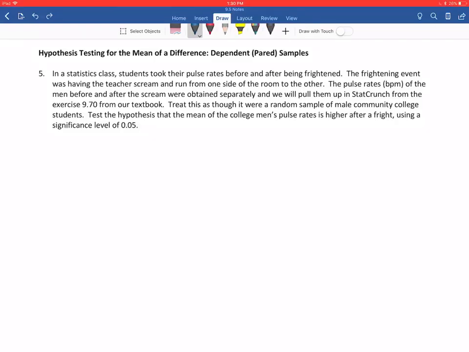Okay, so our very last example of two paired means, or two paired samples, is going to be a hypothesis test. And this is probably one of my favorite examples of the class because it's so silly. But it says you've got a statistics class and students took their pulse rates before and after being frightened. So right here, the before and after is what leads this to be a paired sample, which I spelled incorrectly. See, I even type incorrectly, but that's okay.